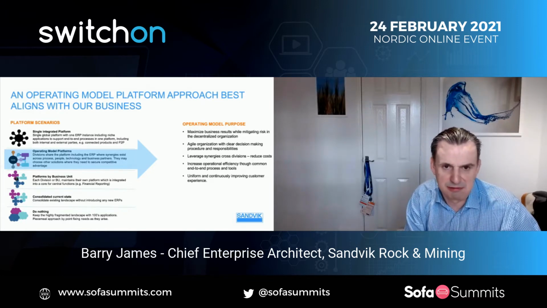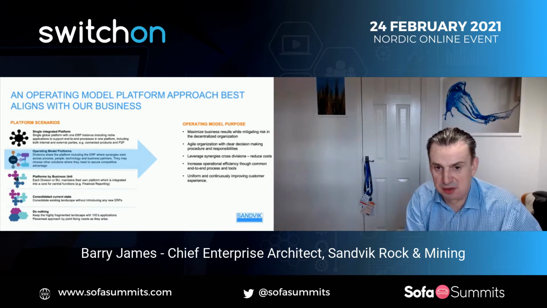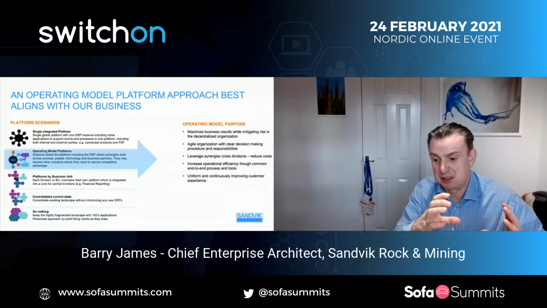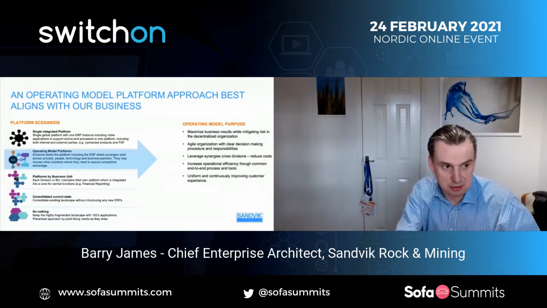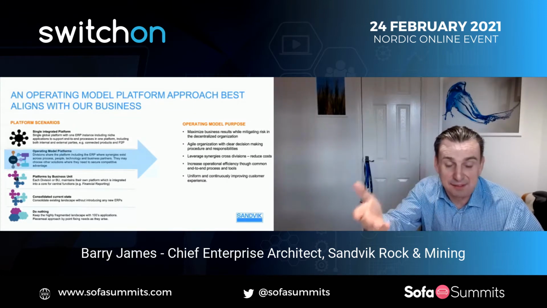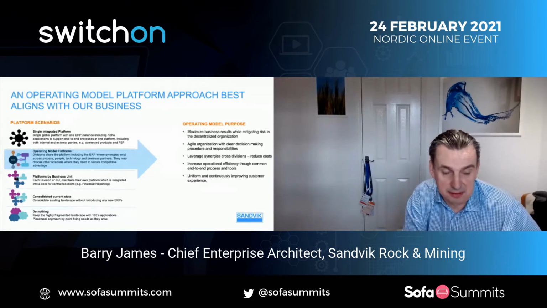So when we look at our operating model, we want to maximize the results that we can get from a decentralized organization. We want clear decision making, but we still want to leverage these synergies. And actually, we still want a uniform customer experience. This operating platform model was the best approach for us. Have some things at core from a business and from a technology perspective, but then the flexibility for our divisions to actually have distinct areas where they can gain competitive advantage.